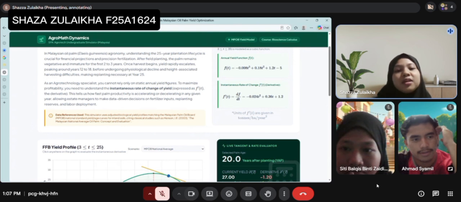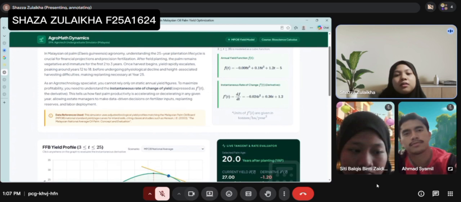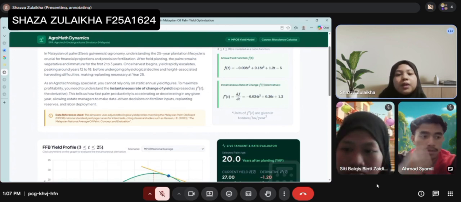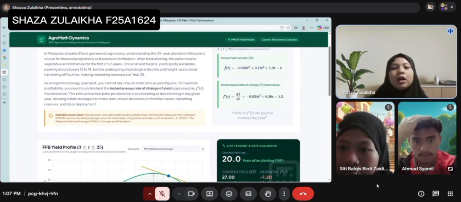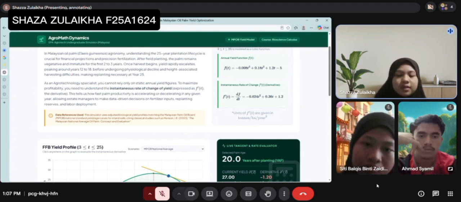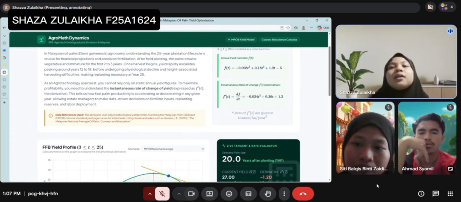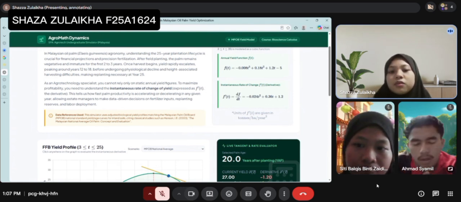In conclusion, this project successfully combines bioscience and calculus to model oil palm productivity. It demonstrates how mathematical derivatives can be applied in agriculture to support better decision making and sustainable plantation management. That's all from me. Thank you.